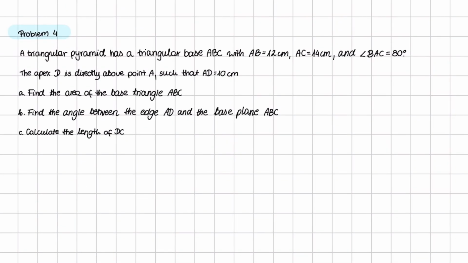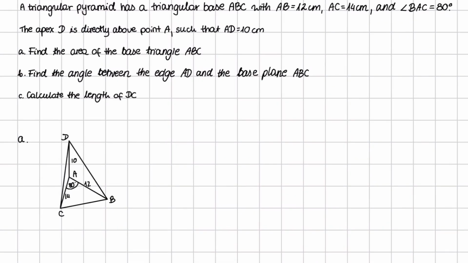Problem 4. A triangular pyramid has a triangular base ABC with AB 12 cm, AC 14 cm, and angle BAC 80 degrees. The apex D is directly above point A such that AD is 10 centimeters. A. Find the area of the base triangle ABC. So firstly, let's draw our triangular pyramid to see how it looks like.